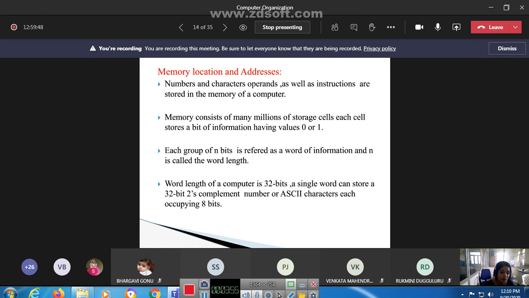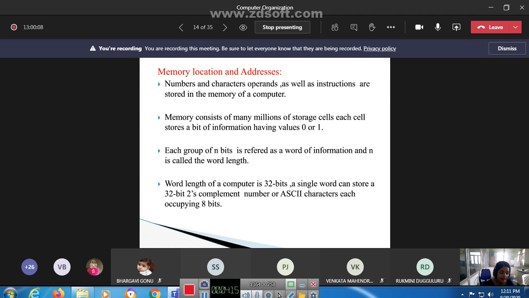memory. The 2 power k addresses constitute the address space of the computer, and the memory can have up to 2 power k addressable locations. As I said, the locations run from 0 to 2 power k minus 1, and up to that you are taking the locations of the memory.